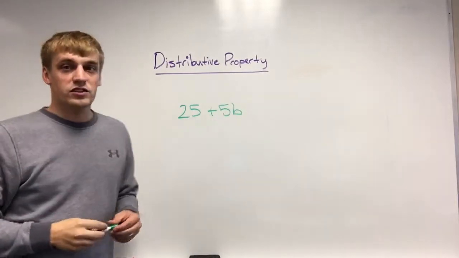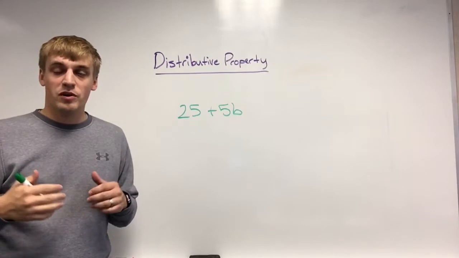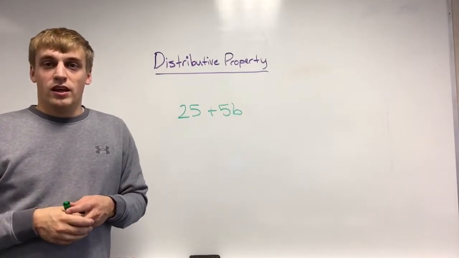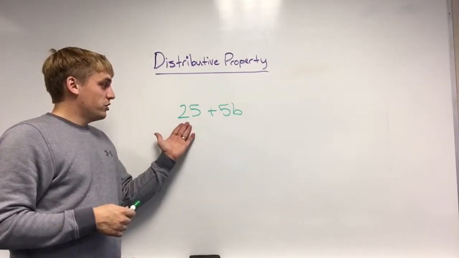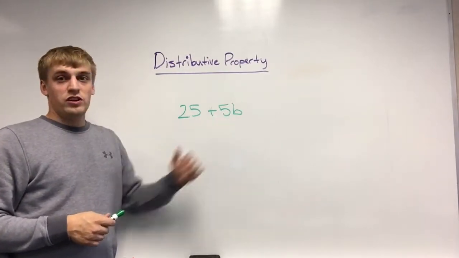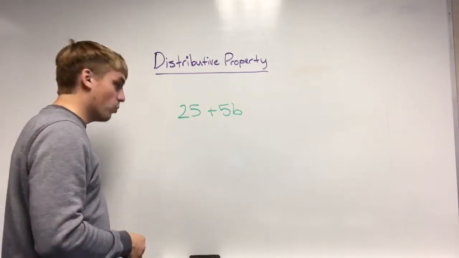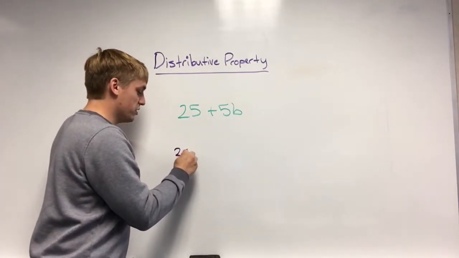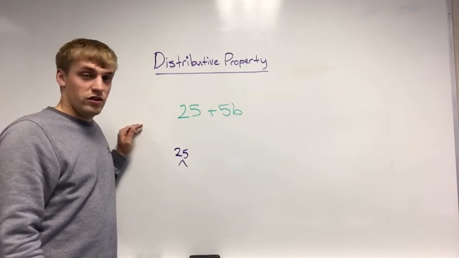Okay, and this is where we're going to go back in time and think about how we found the greatest common factor. Well, what you need to do is, between 25 and 5b, see if there's a greatest common factor. If you don't know what the greatest common factor is between those, you can find it using our prime factorization method that we did earlier this year.